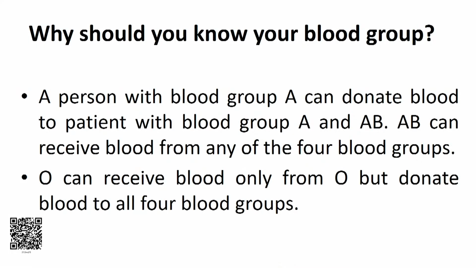In case of any emergency such as an accident or a disease condition, blood transfusion may be required. So, only matching blood group of the blood donor can be transfused. So, why should you know your blood group? A person with blood group A can donate blood to patient with blood group A and AB. AB can receive blood from any of the 4 blood groups. O can receive blood only from O, but donate blood to all 4 groups. So, everybody should know what's your blood group.